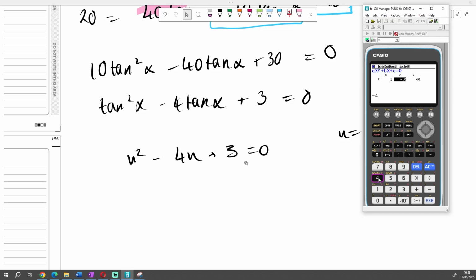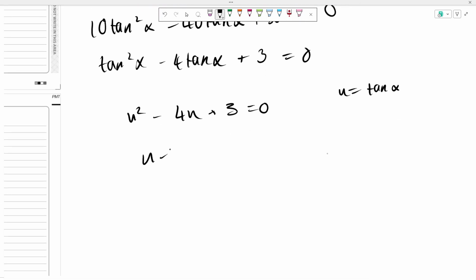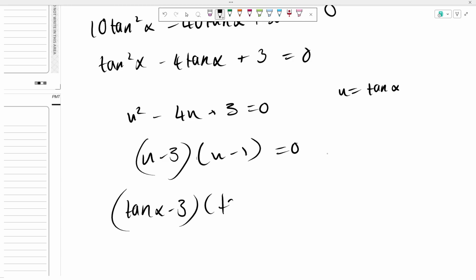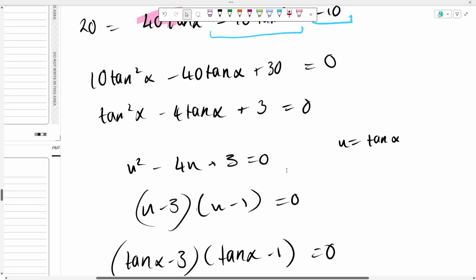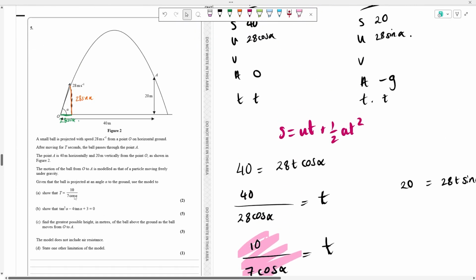1 minus 4, 3, 3 and 1. So that's going to be u minus 3, u minus 1 is equal to 0. Therefore, tan alpha minus 3, tan alpha minus 1. And we get two values. Tan alpha is equal to 3, and tan alpha is equal to 1. Alright, let's quickly read part C and what part C was asking us for.